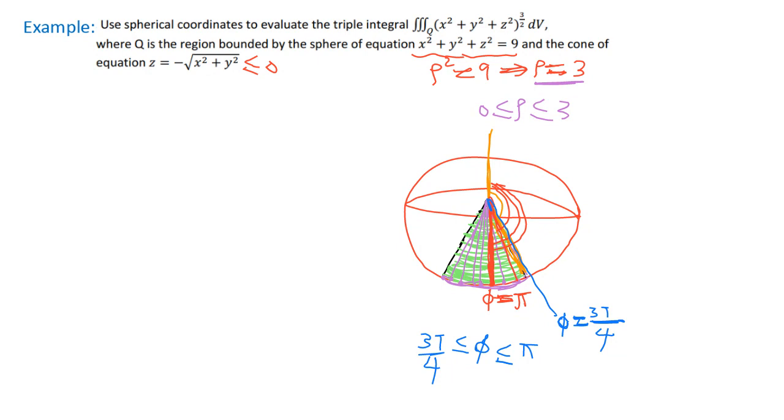If you have a sphere and a cone, or only a cone going up toward the positive z-axis, phi between 0 and pi over 4, I'm sorry. If you have a cone going down toward the negative z-axis, then phi between 3 pi over 4 and pi.